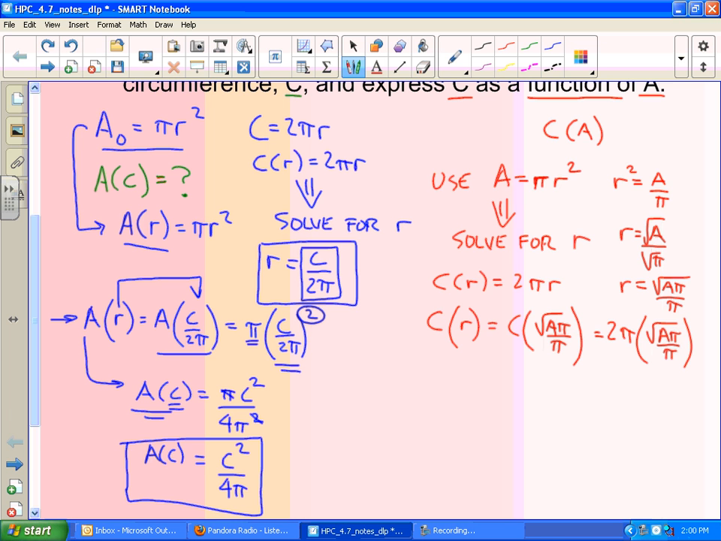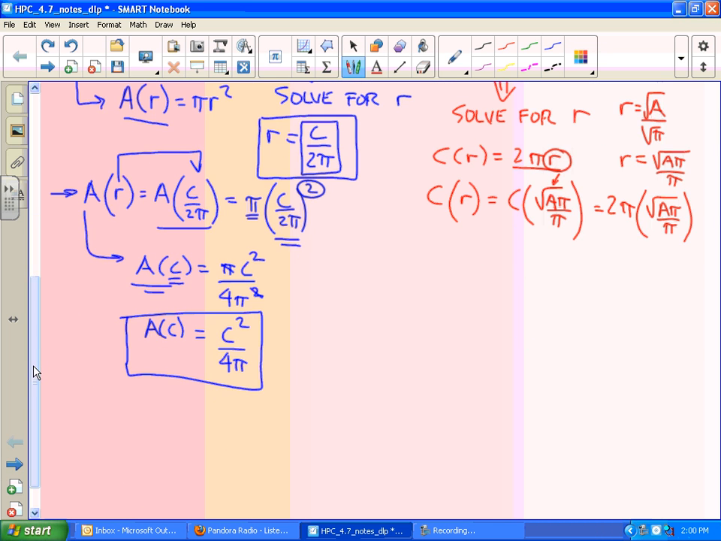So far, so good? Hey, why is there a 2? Why is there a 2 where? A 2 by r, 2 pi r. And we're replacing that r with root a pi over pi. Oh, I can simplify that, can't I? Yeah, so we simplify this, and we get circumference as a function of area is equal to, pi's cancel, 2 root a pi.